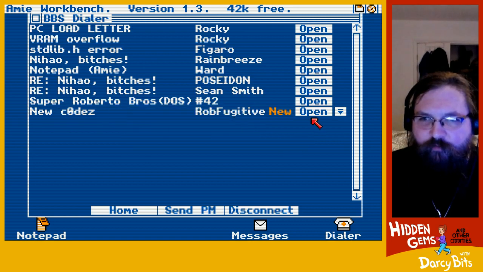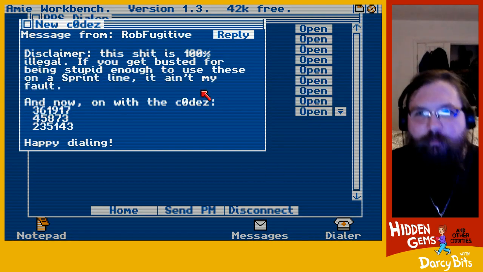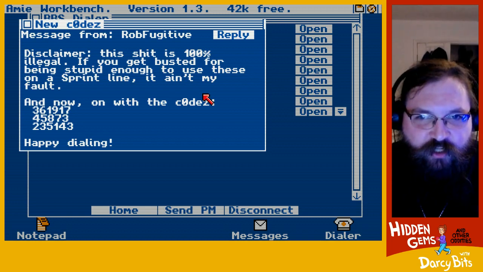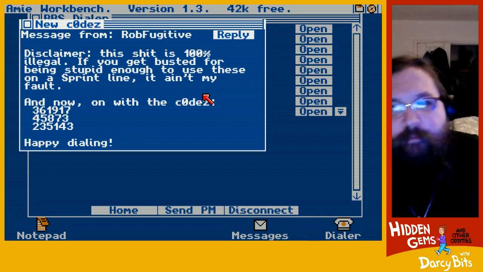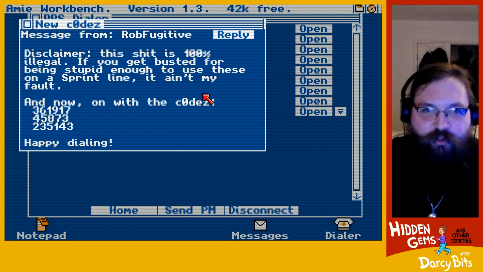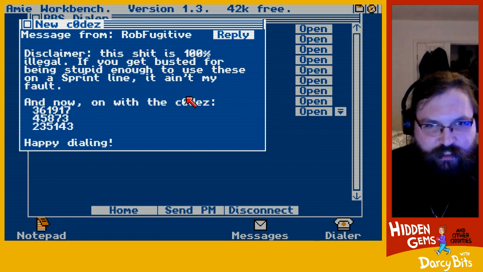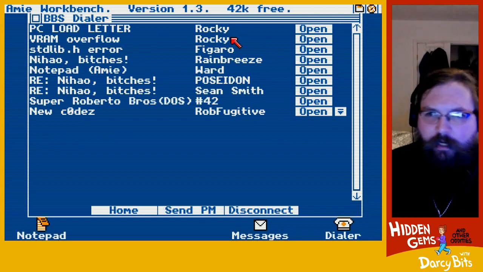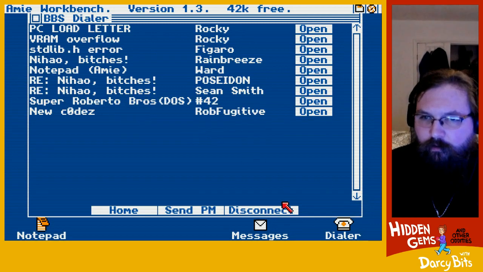New codes, Rob Fugitive. Disclaimer, this shit is 100% illegal. If you get busted for being stupid enough to use these on a Sprint line, it ain't my fault. And now, on with the codes. 361917, 45873, 235143. Happy dialing. What are these for? Reply. Alright.